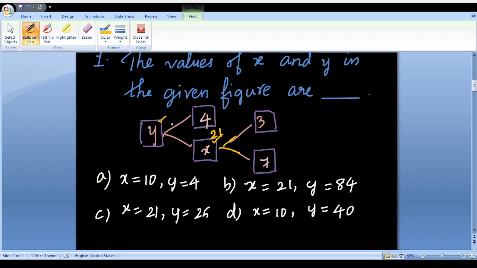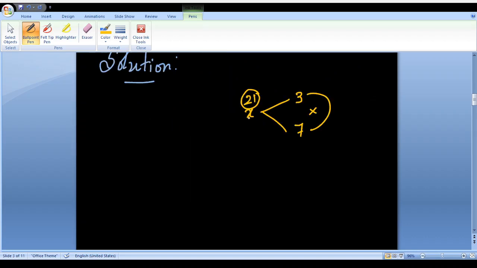answer for y. So here we have another number 4. We have to find the product of this 4 and 21. What is the product of that? That answer will be y. So 4 and 21, if you multiply, you'll get 84. Right. So what is the answer for this question? We got x as 21 and y as 84. So this is the answer, 21 and 84.